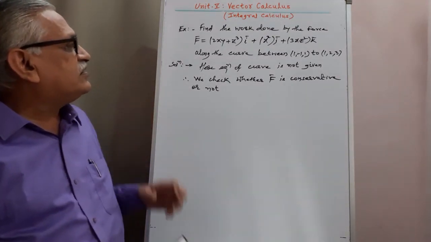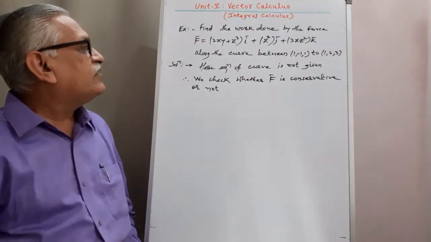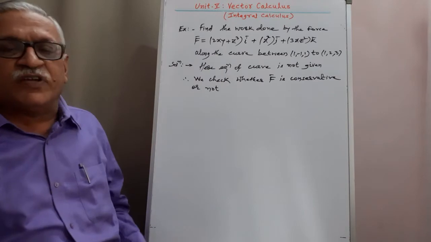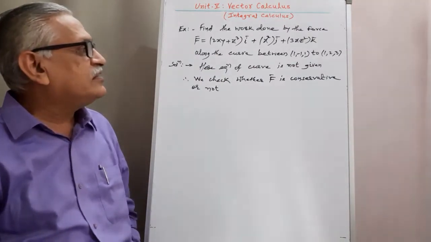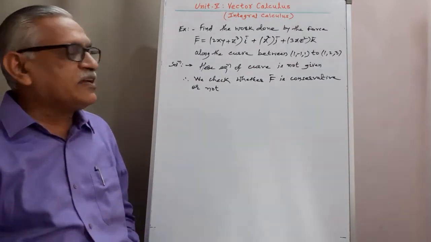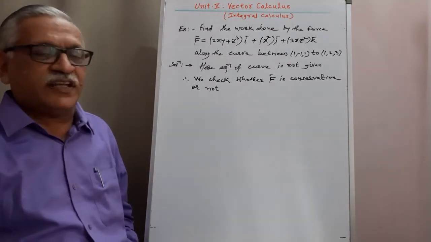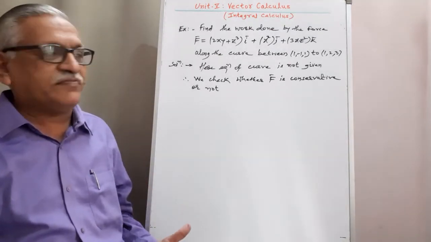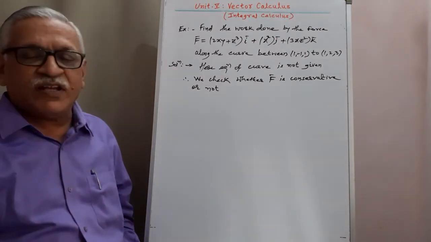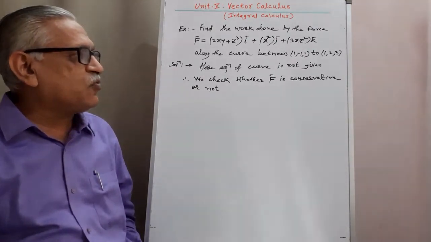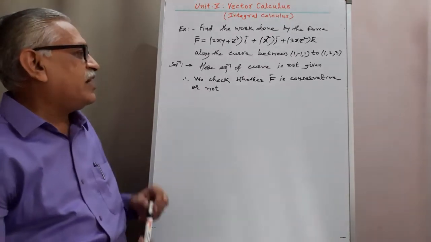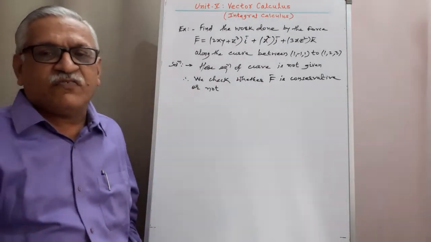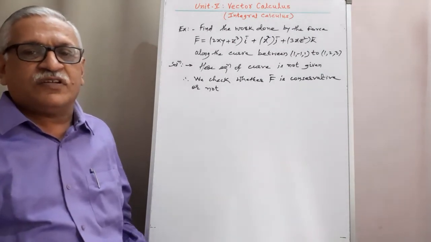Let us solve the problem. Find the work done by the force F bar equal to (2xy plus z cube) i plus x square j plus 3xz square k along the curve. Here the equation of the curve is not given, between (1, -1, 1) and (2, 1, 3).